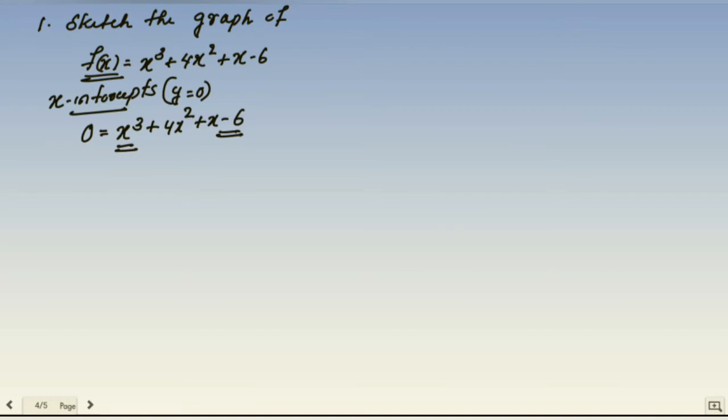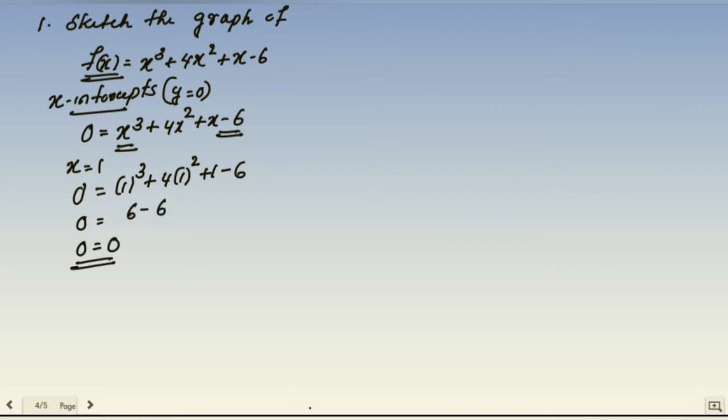So let me start with x equal to 1. Let me check whether this will give 0. That is, replace x with 1. That is 0 equals 1 cube plus 4 times 1 square plus 1 minus 6. That is 0 equals 6 minus 6. So 0 equals 0. So the first number is giving me 0, which means x equals 1 is a solution. So we got the first x-intercept, that is 1.